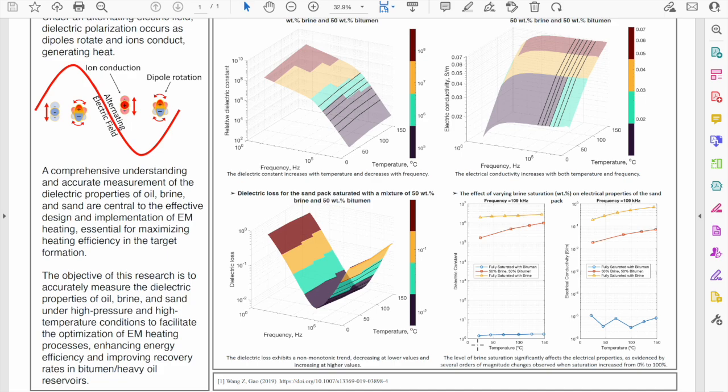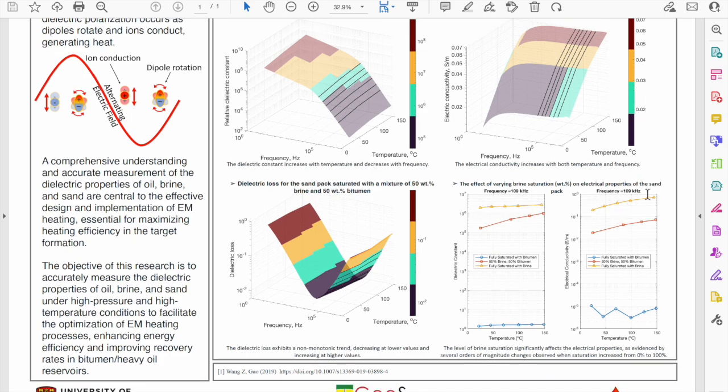In contrast, for a sandbag fully saturated with brine, the dielectric constant and conductivity are significantly higher. This is due to the polar nature of water molecules and presence of dissolved ions in the brine, both of which enhance the material's ability to store and conduct electrical charges.